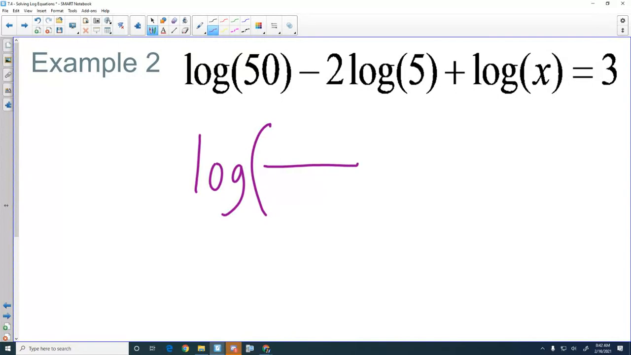So I saw most of you got at least this far of combining your logs. The two positive logs are the 50 and the x. So those both would be in the numerator being multiplied together. The one negative log, 2 log of 5, I'd take that 2 and make it into an exponent so that it's 5 to the second. But since that log is being subtracted, it has to go into the denominator.